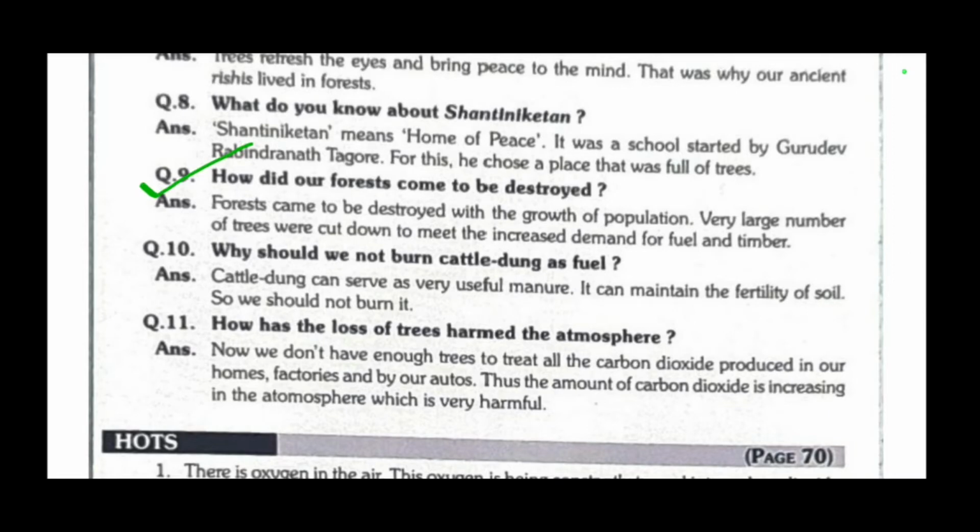The next question is, how did our forests come to be destroyed? Forests came to be destroyed with the growth of population. A very large number of trees were cut down to meet the increased demand for fuel and timber.